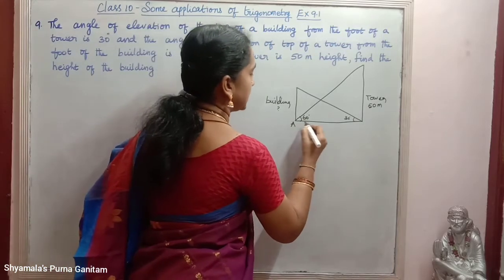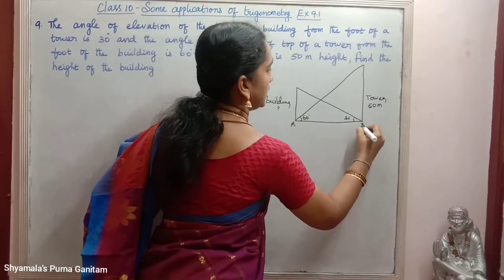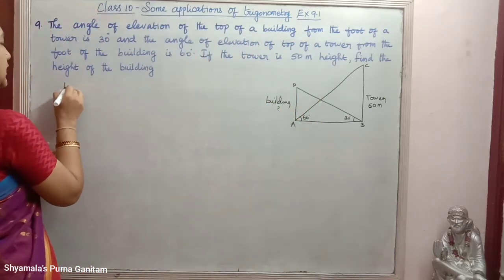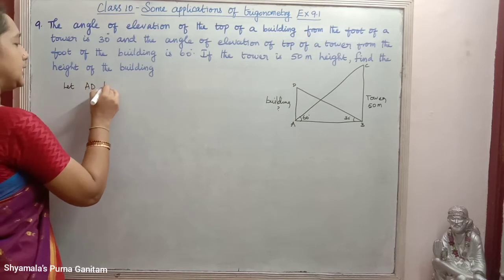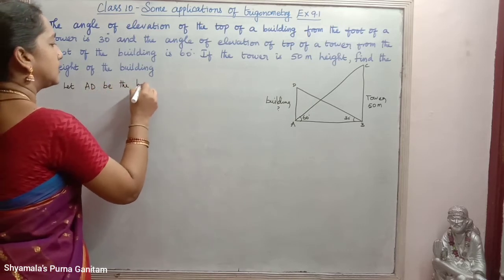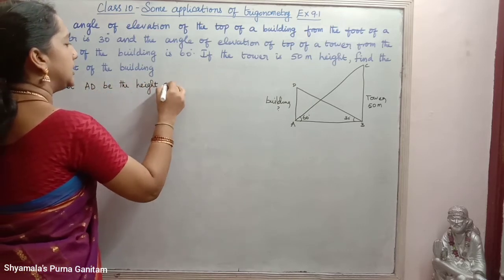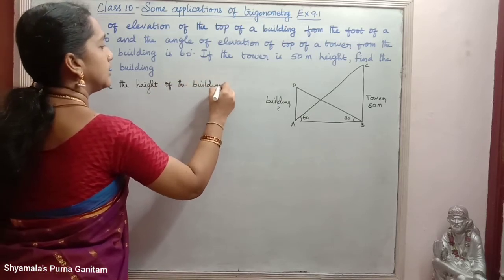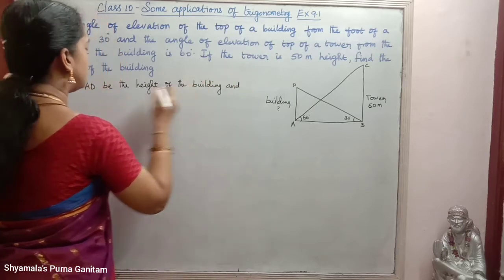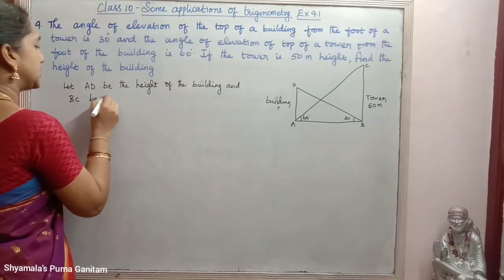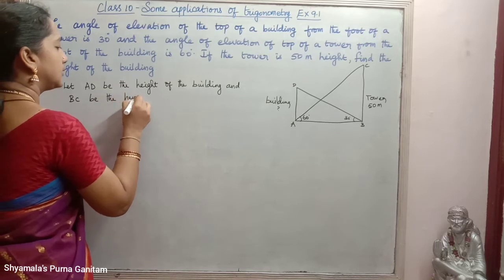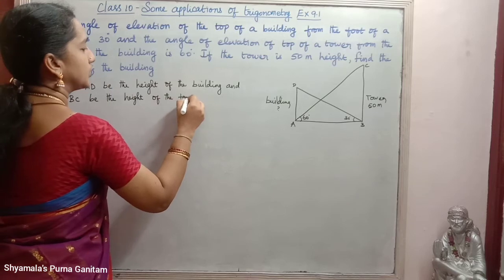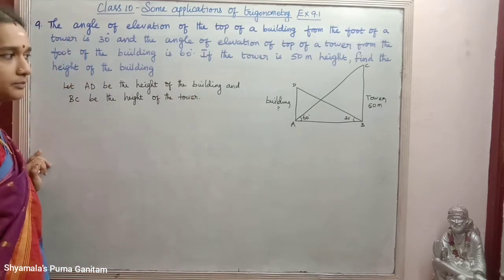Okay, so we'll keep this as A, B, C and D. Let AD be the height of the building and BC be the height of the tower.